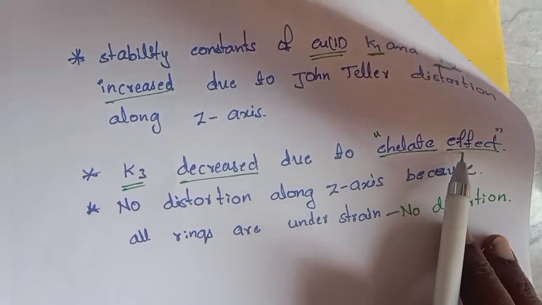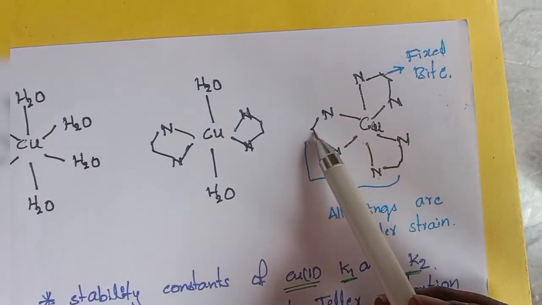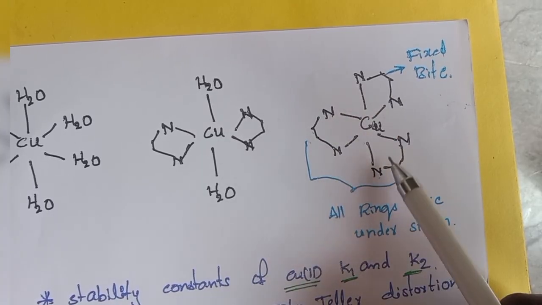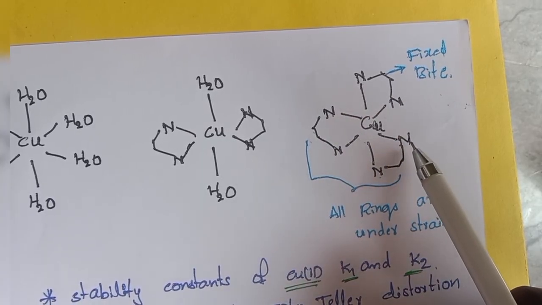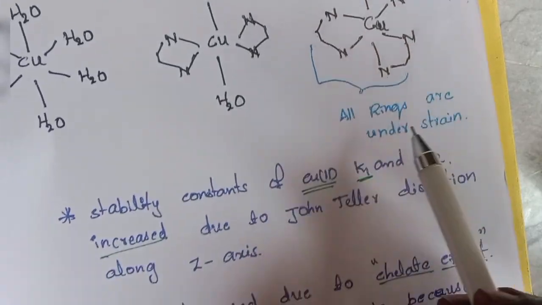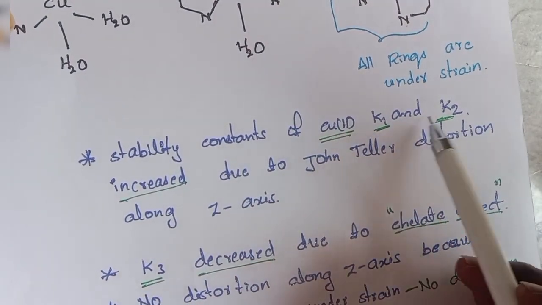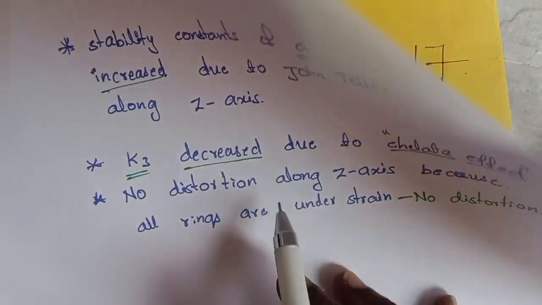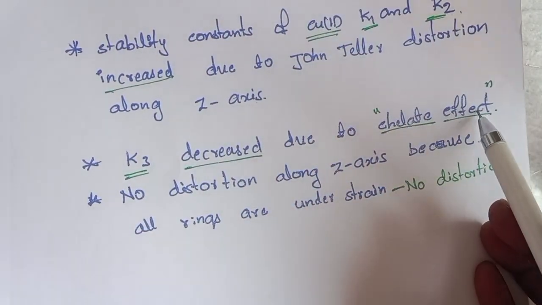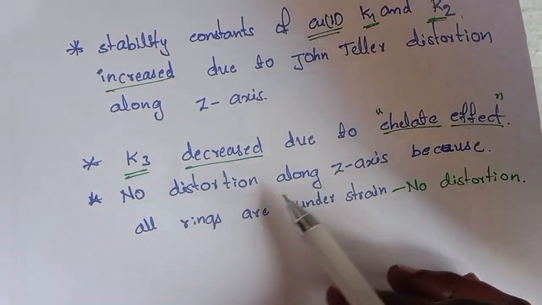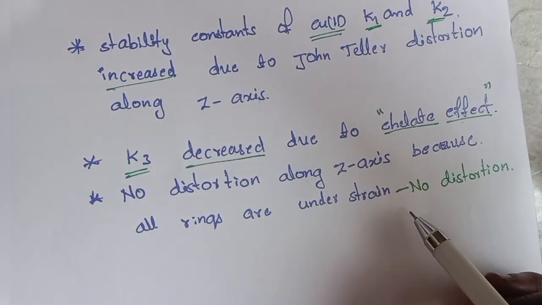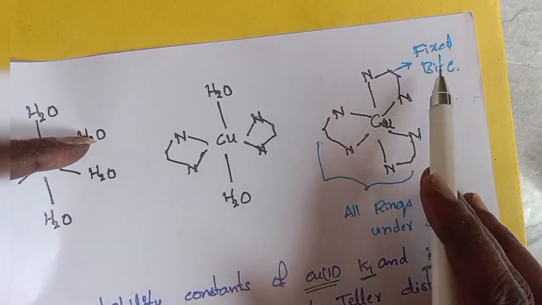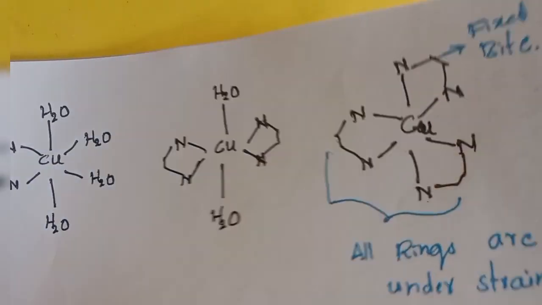So, due to the chelate effect, having bidentate ligands, the chelating effect does not permit distortion. Therefore, in the case of copper(II), K1 and K2 increased due to Jahn-Teller distortion along the z-axis, whereas K3 decreased due to the chelate effect: no distortion along the z-axis, because all the rings are under strain, have a fixed bite and do not allow the distortion.